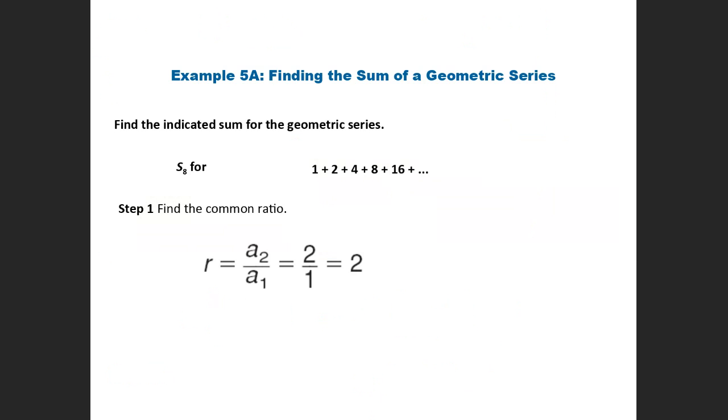So here is an example. It says find the indicated sum for the geometric series 1, 2, 4, 8, 16. Oh, they did the same formula that I did, except they did S of 8. So they wanted to know what the sum of the first 8 terms are. So if I was going to write this down, it would be 2, and then 1 minus 2 to the 8th power over 1 minus 2.